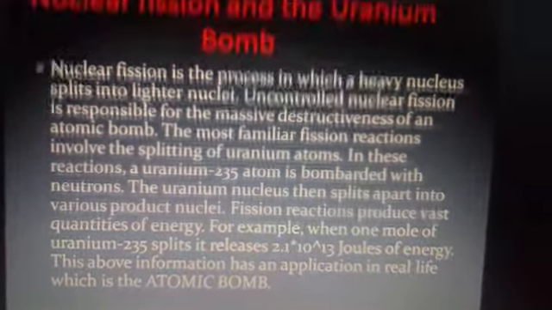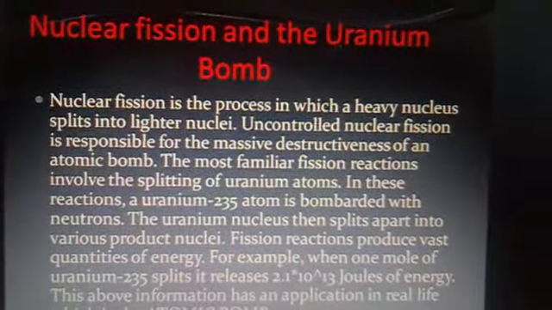Chemistry and Chemical Warfare. Connection 1. Nuclear fission and the uranium bomb.